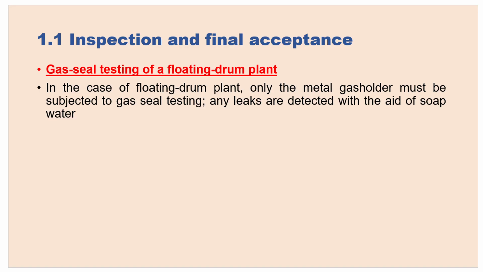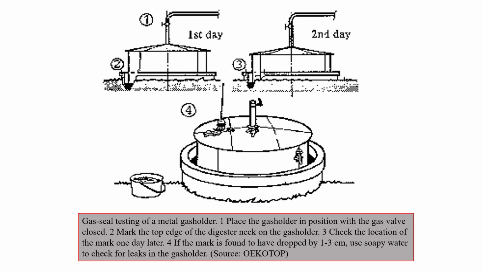Next is the gas seal test. This is especially done for checking the leakage of the metal gas holder or floating gas holder. In the gas seal test, we first fill the biogas plant digester with gas. First we hold the gas holder in the proper position, then we fill the gas inside, and we keep the gas valve in the closed condition.